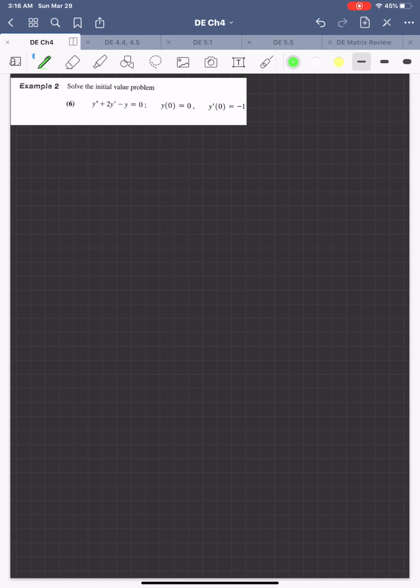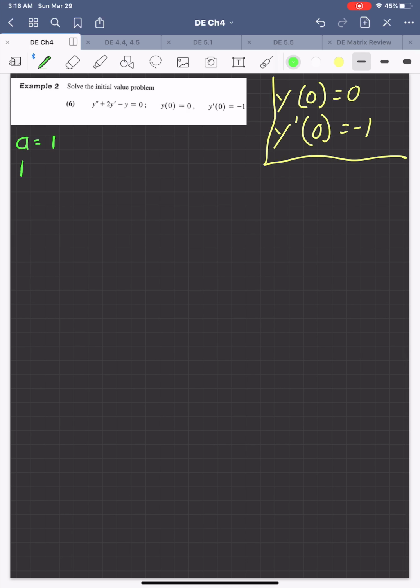So how do we begin this problem? For right now, I'm going to go ahead and park this y of 0 equals 0, y prime of 0 is equal to negative 1, off to the side for just a second. And I'm going to walk through the solution process the same way that we did in example 1, right? So how did we do that? Well, we first started off by noting that in this case, a is equal to 1, b is equal to 2, and c is equal to negative 1.